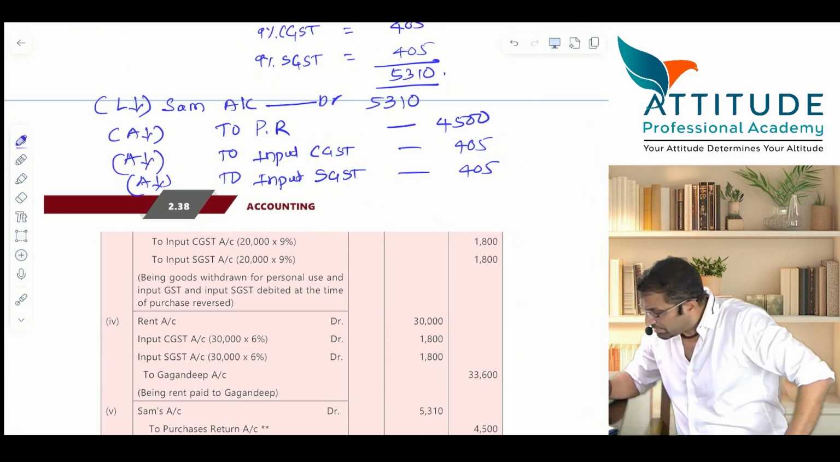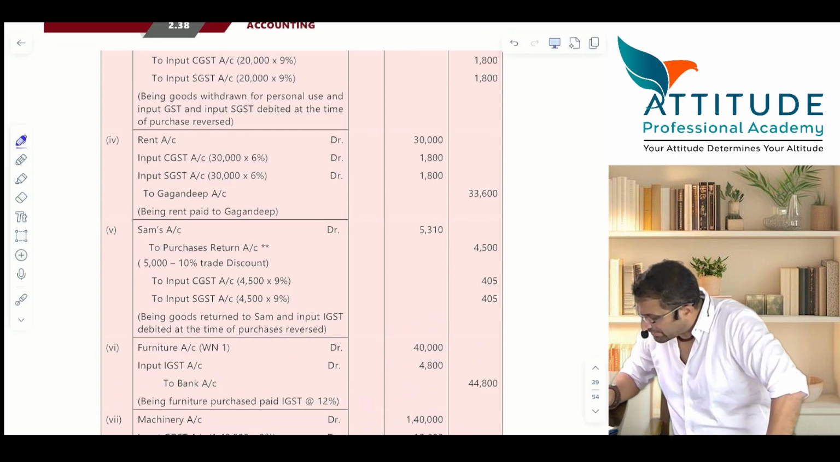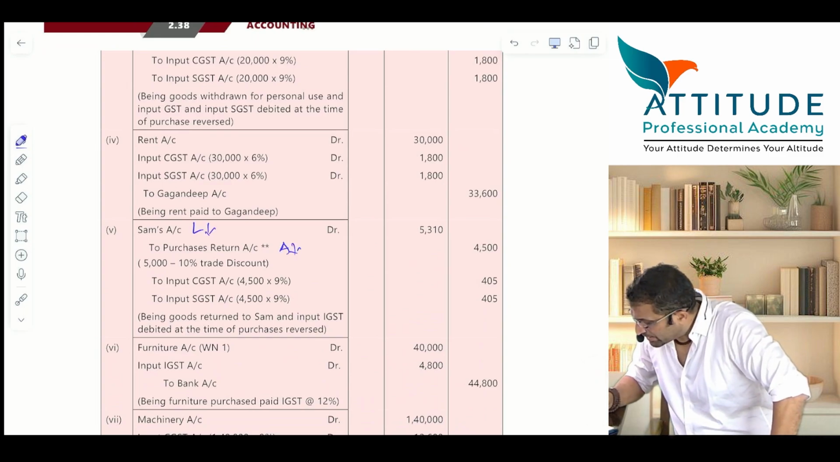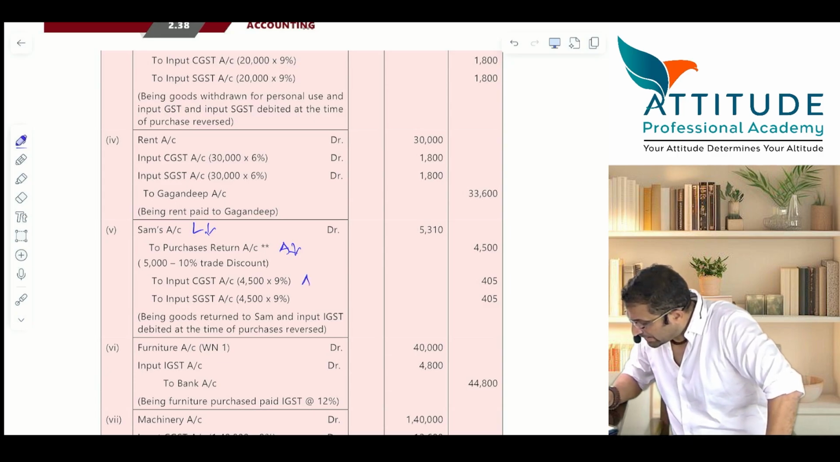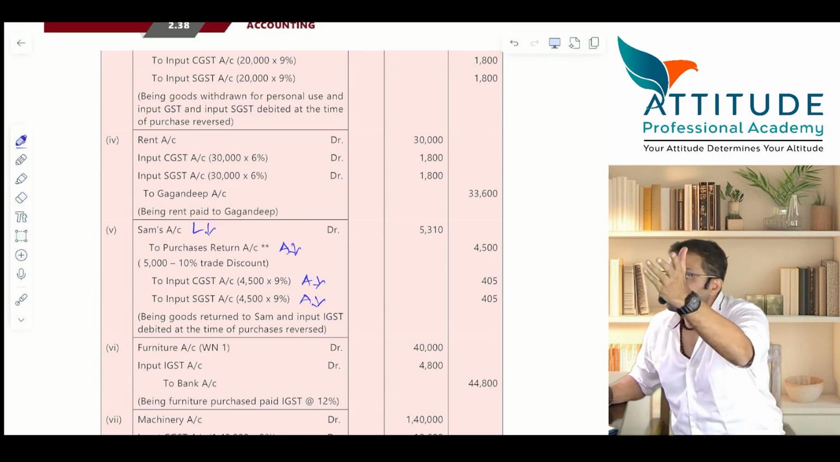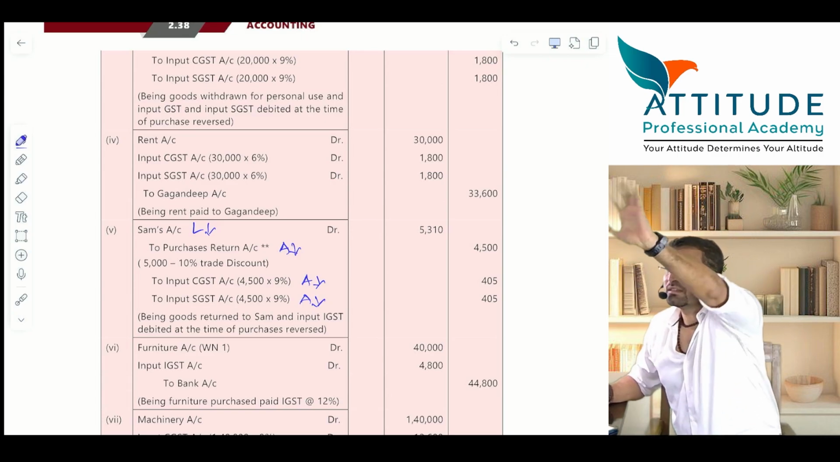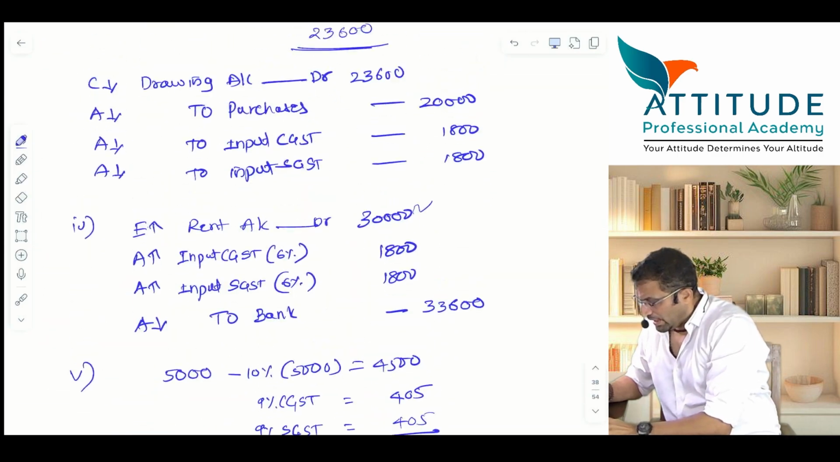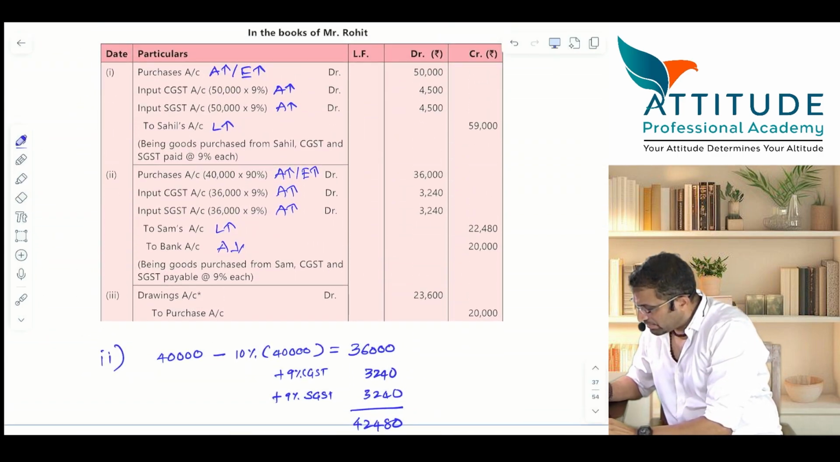आ जाओ यही है ना? ये देखो करेक्ट है. Sam, liability reduces, asset reduces, asset reduces. उतना रिसीवेबल कम हो गया गवर्नमेंट से because that is returned. Understood? Come down. Next.